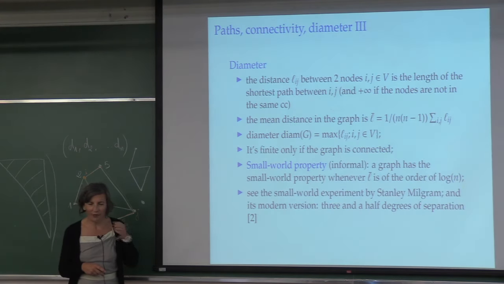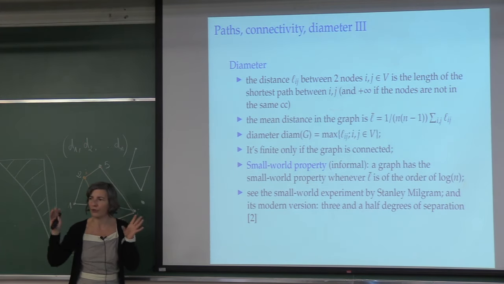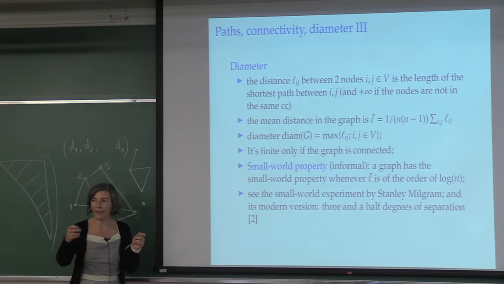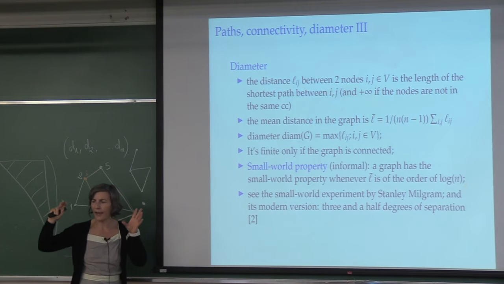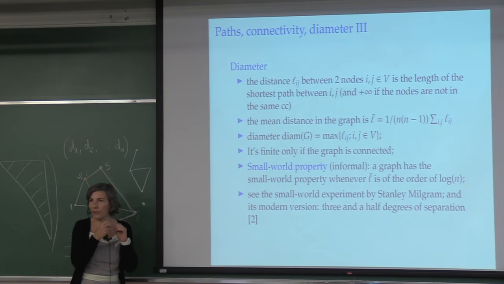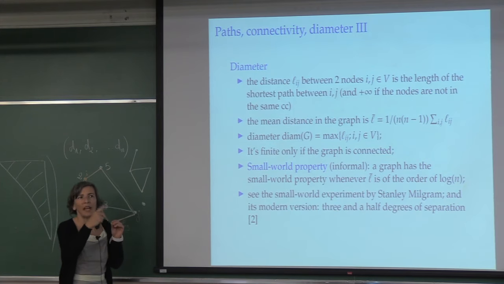In this experiment, Milgram selected people at random in the US, and he asked one person to find a way to physically send by mail, by post mail, a letter to another person. Okay, so he identified pairs of persons in the US, and he chose the states in a specific way so that they were not so connected. And the two people didn't know each other, but they had to find someone they knew, they thought would be closest to the goal, okay?